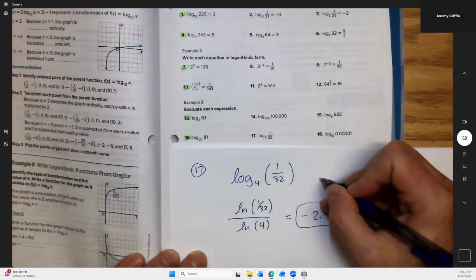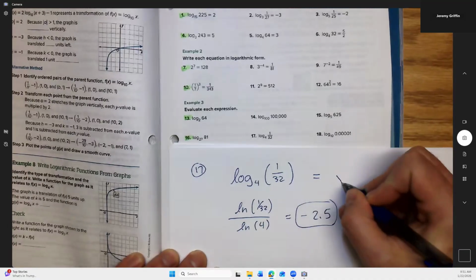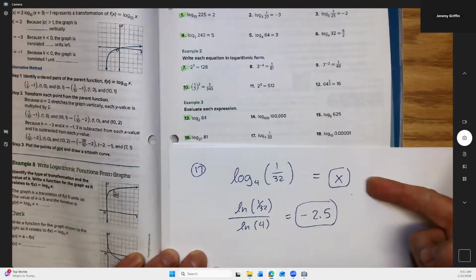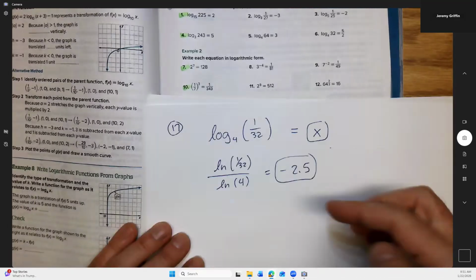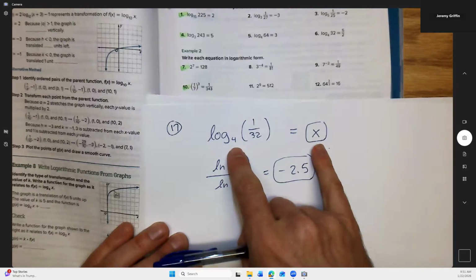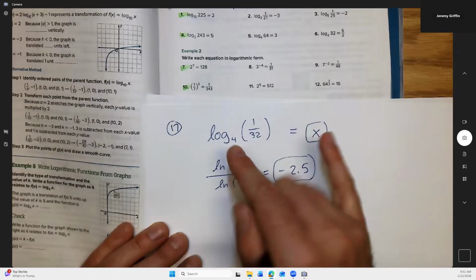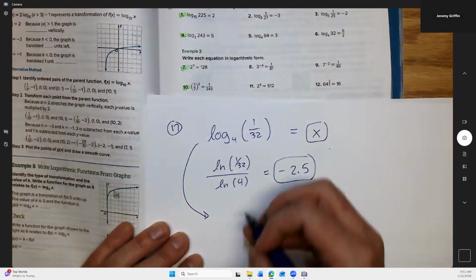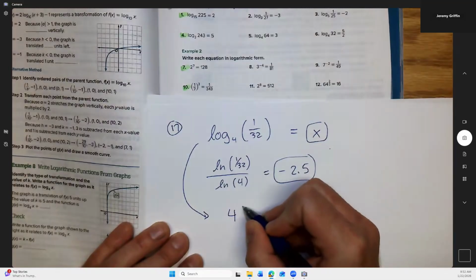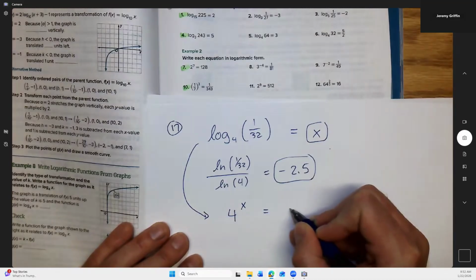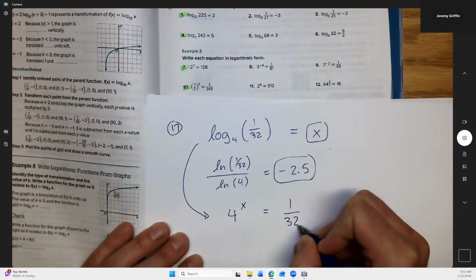Okay? So here's another way to think of this. Guys, could I set this all equal to x and basically you're solving for x? Isn't that true? So now that it's equal to x, can you rewrite this as an exponent and think of it in terms of exponents? How can you write this as an exponent? 4 to the x equals what? 1 over 32.